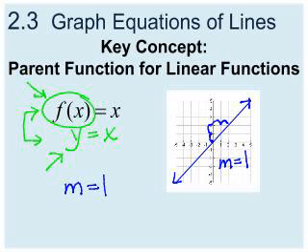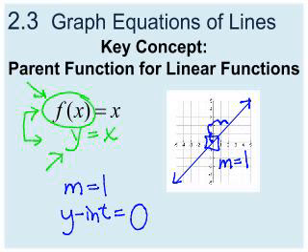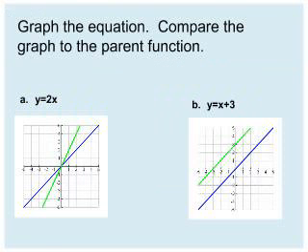I also want you to recognize where the parent function crosses the y-axis, which is what we call the y-intercept. This line crosses the y-axis right here at 0, 0. So my y-intercept is 0. It's very important that you understand that the parent function of a linear function is f of x equals x, meaning the slope is 1 and the y-intercept is 0. Let's take a look at what happens when we put some numbers into the parent function.